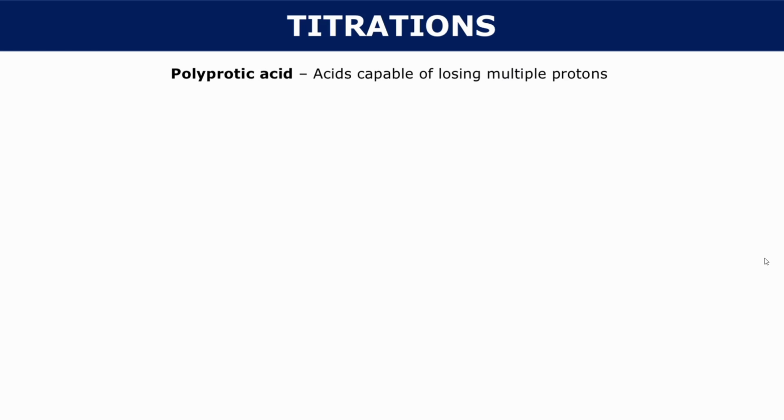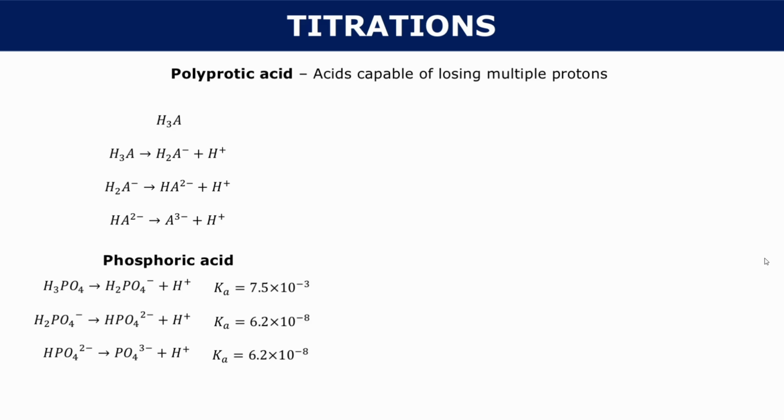These are acids capable of losing multiple protons. A polyprotic acid might look something like this, where they have 3 hydrogens. The way polyprotic acids work is that they dissociate one at a time. At first, only one proton dissociates, then the second proton dissociates, and then the third proton dissociates. If we look at a real example, we can look at phosphoric acid.